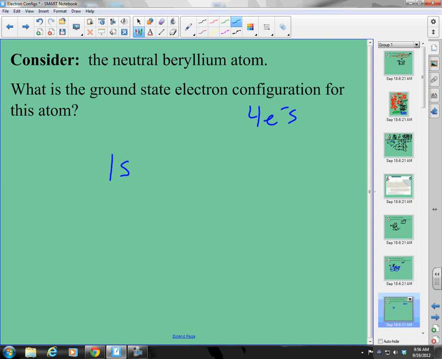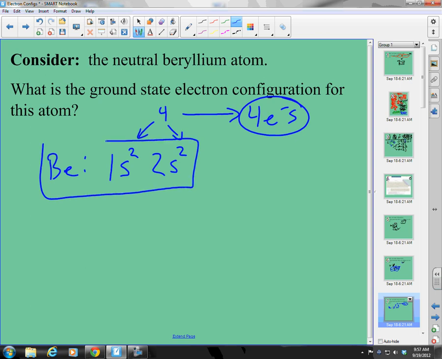And at that 1s orbital, how many electrons fit there? 2. And then where do I go? I go to the 2 energy level. What orbital shape? S, or what subshell we could say, right? How many can fit there? 2. So now I have 2 there and 2 there. That equals 4. How many do I need to put in? 4, or account for 4. So this would be my beryllium. 1s2, 2s2. Good.